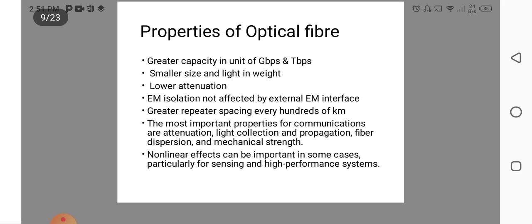Properties of optical fibers. Greater capacity, in units of Gbps or Tbps. Smaller size and lighter weight. Low attenuation. Electromagnetic isolation, not affected by external electromagnetic interference. Greater repeater spacing over hundreds of kilometers. The most important properties for communication are attenuation, light collection and propagation, fiber dispersion and mechanical strength. Nonlinear effects can be important in some cases.